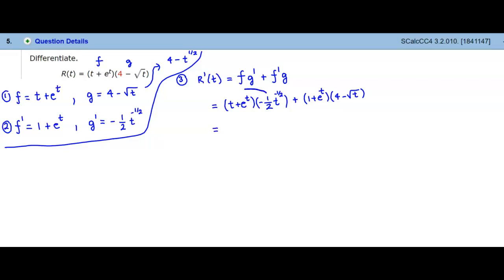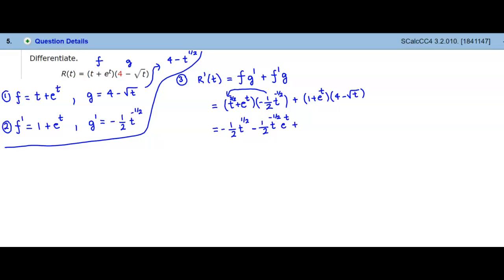So when we distribute, we know that this exponent is actually 1 for t, so we're going to call that 2 over 2, because when we multiply that, we're going to add our exponents. So we get negative 1/2 t, well, 2 over 2 plus negative 1/2 is going to be positive 1/2. And then we have negative 1/2 t to the negative 1/2 e to the t. And then we're going to go ahead and distribute.